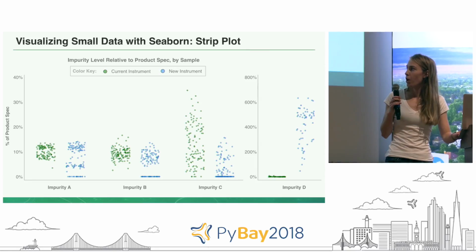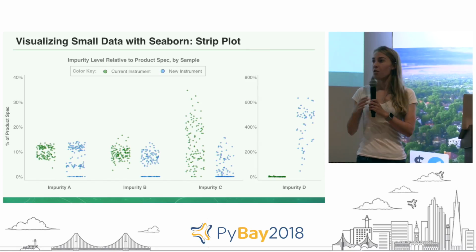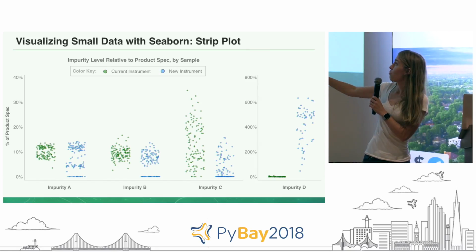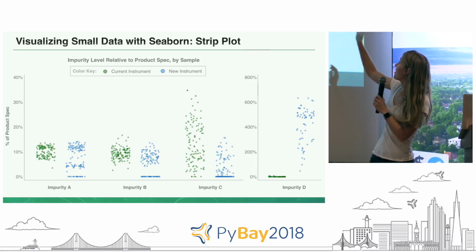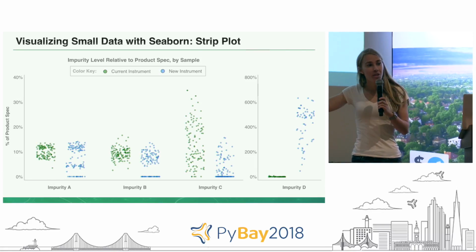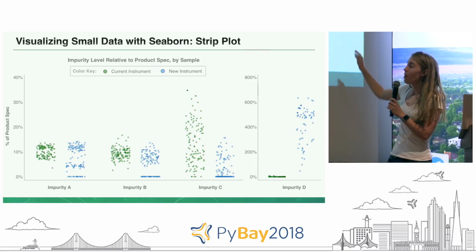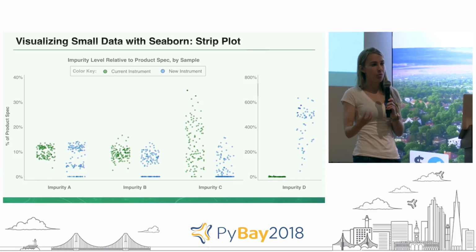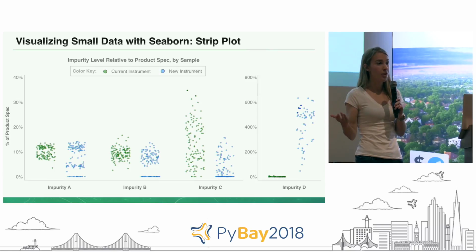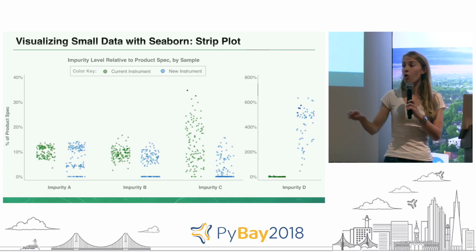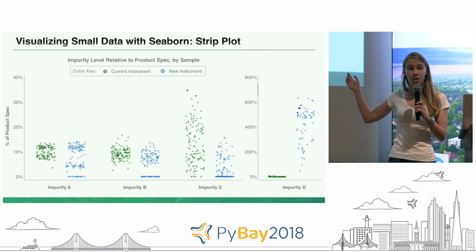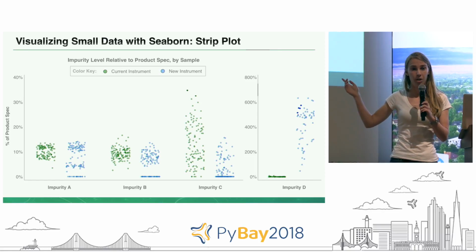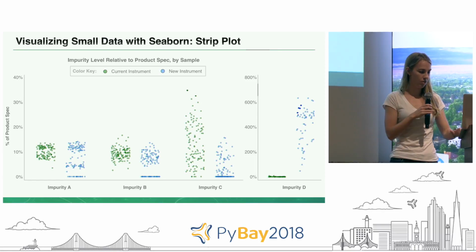Whoa. Okay, so there are a few things to notice here. The first thing is that our axis has jumped from a maximum value of 40% to 800%. That means that in this new graph, we're measuring up to 8 times the amount of allowable impurity that we have in our samples. That's a huge problem. Moreover, we've flipped the trend. The new instrument is performing worse than our current one is. So what's going on here?